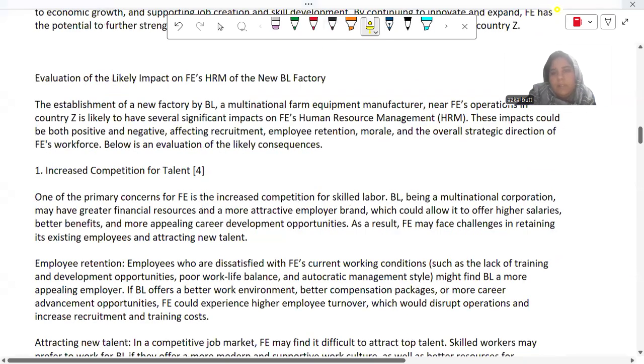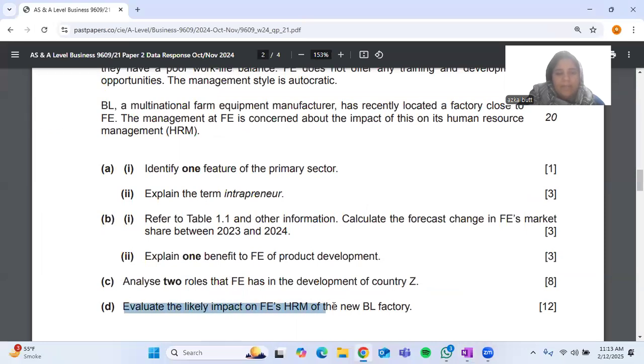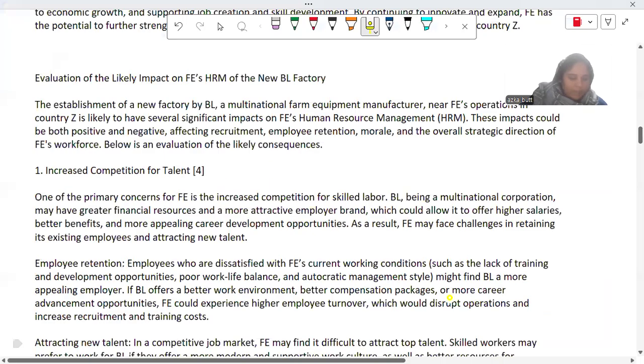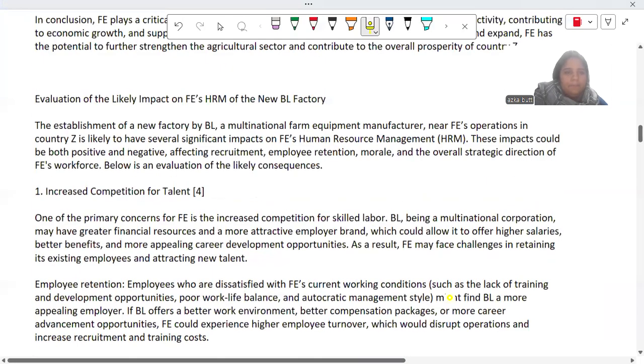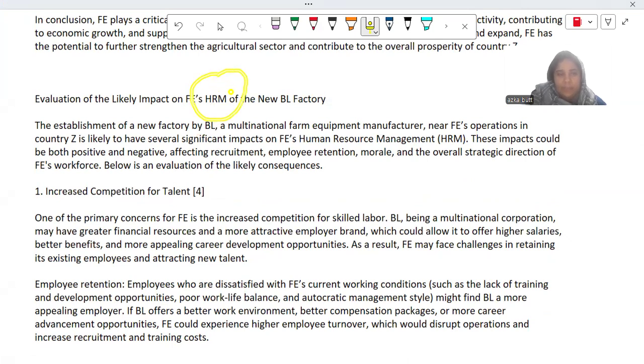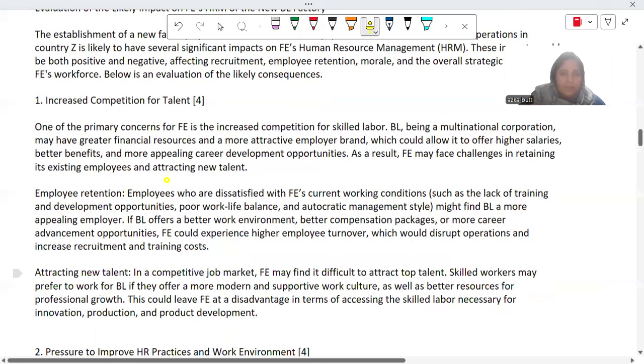Okay, so now we are going to see the last question of this case study. Evaluate the likely impact on FE's HRM of the new BL factory. So first of all, you need to write a definition of HRM. Whatever keyword you see in the question, first of all, start your answer by writing the definition. The establishment of a new factory by BL, a multinational farm equipment manufacturer, near FE's operation in country C, is likely to have several significant impacts on FE's human resource management. And these impacts could be both positive and negative, affecting recruitment, employee retention, morale, and overall strategic direction of FE's workforce. Now we are going to see the evaluation, like the answer.